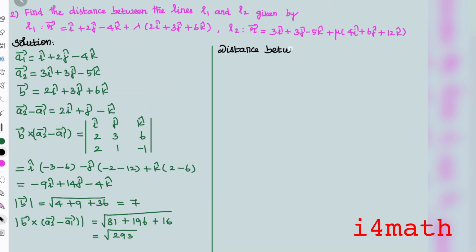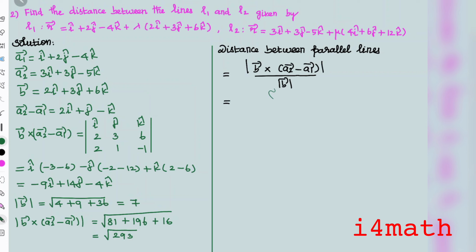Now let's find the distance between two parallel lines. Given two lines, line 1 and line 2, what is the formula for the distance between two parallel lines? It is completely different from the skew lines. It is the magnitude of b vector cross a2 vector minus a1 vector, divided by magnitude of b vector, the whole magnitude. Why are we writing the whole magnitude? Because the distance is always positive.